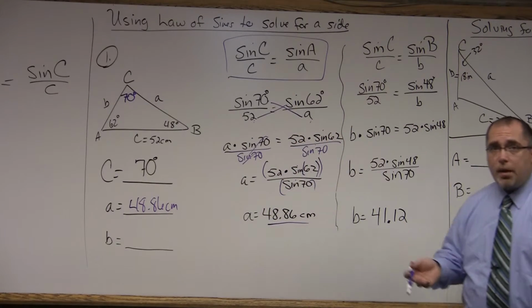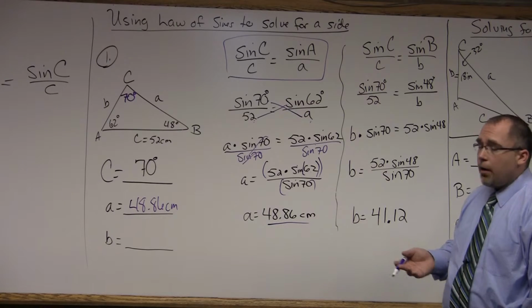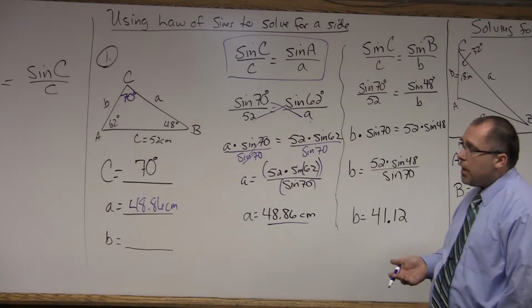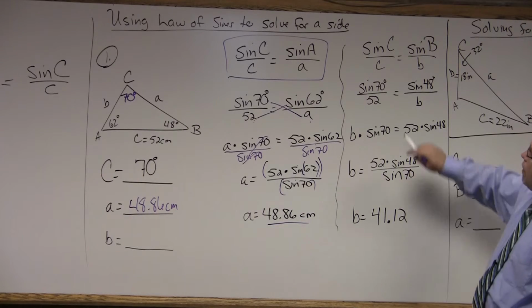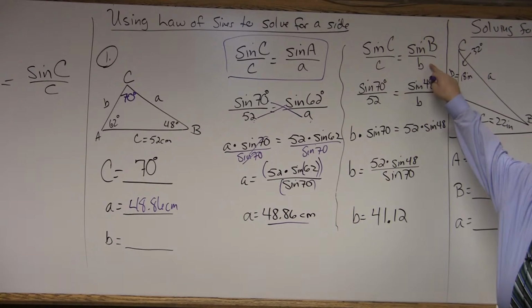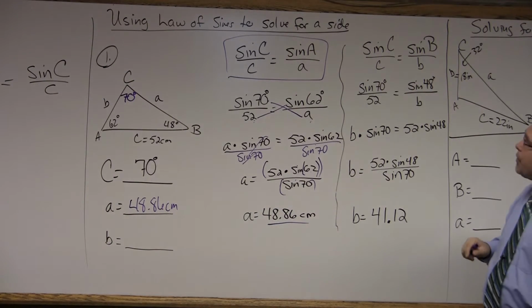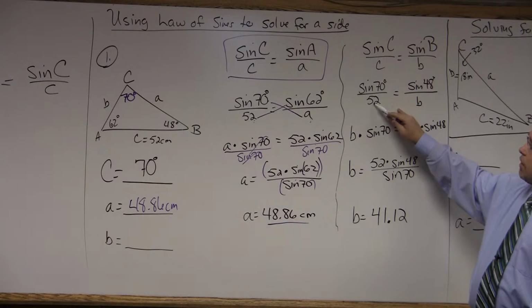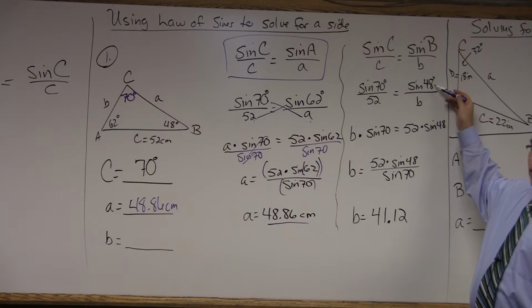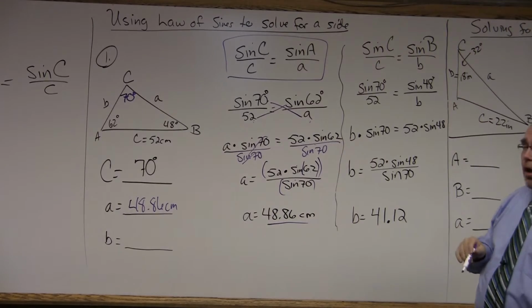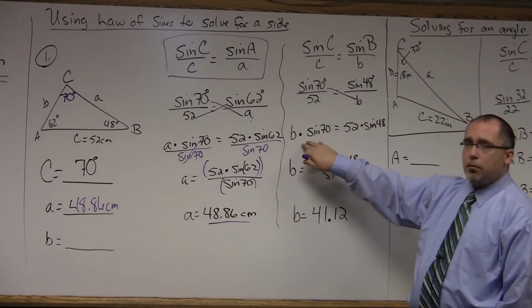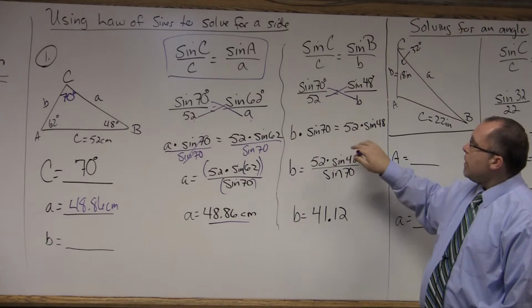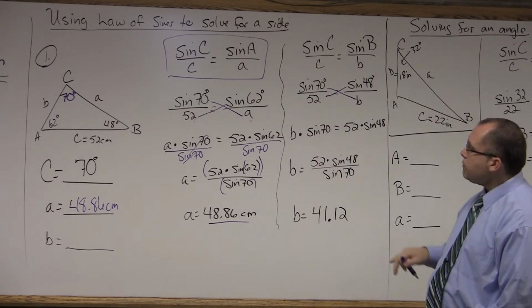Now, we want to look for side B. We still have our matched pair of the C's, and technically we have a matched pair of the A's. But let's use the C's because it was less calculated information. Since we're solving for side B, we naturally have to use the B's. So we have the sine of 70 over 52 equal to the sine of angle B, which is 48 degrees, over side B. When you cross multiply, you'd have B times the sine of 70 is equal to 52 times the sine of 48.